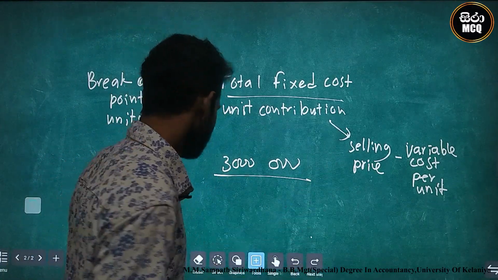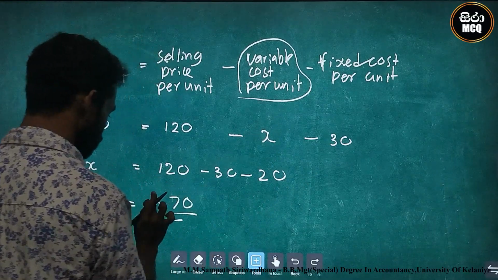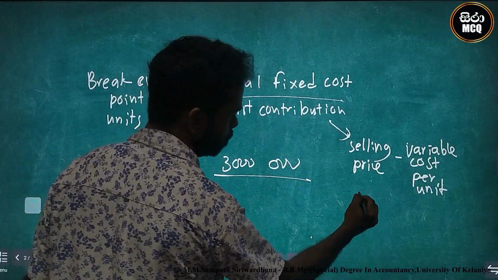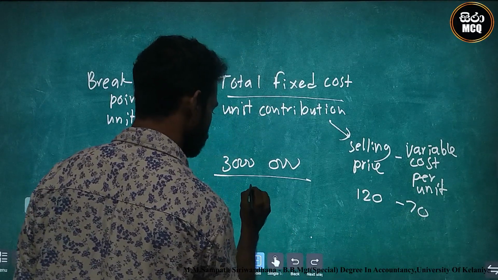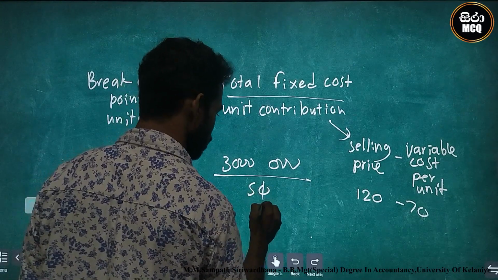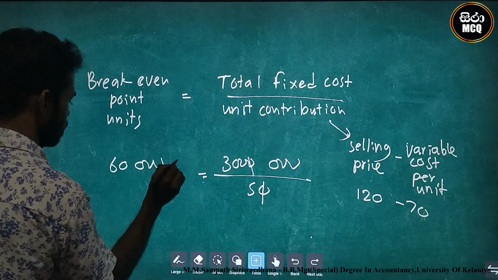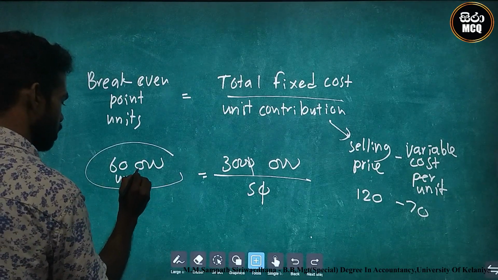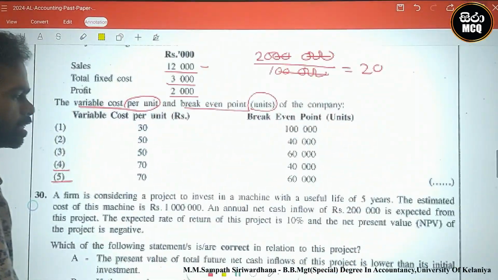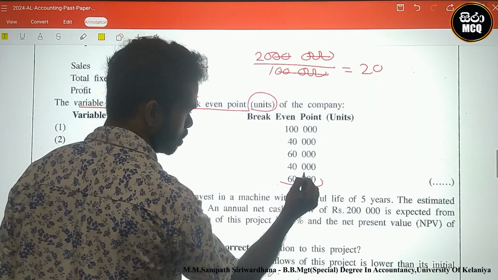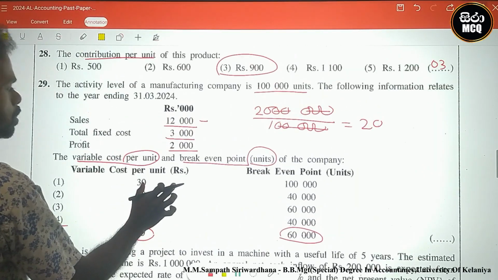Unit contribution: look here, selling price is 120, variable cost per unit is 70. Unit contribution is 50. Therefore, we can find 60,000 units. This is the break-even point. We can find the answer easily, 60,000. Answer is 5 for question number 29.